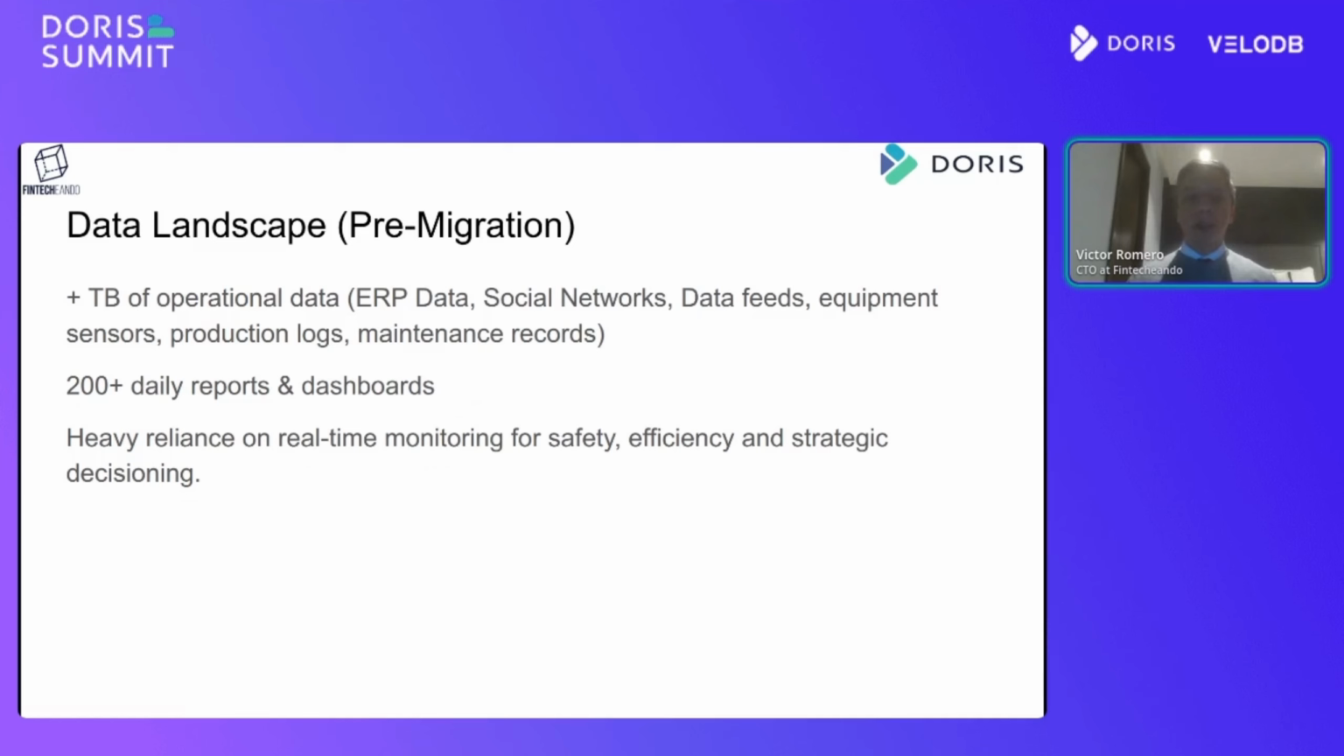Also, they have more than 200 daily reports and dashboards across all the departments. They have a heavy reliance on real-time strategic decisioning because this mining company has a cooperative model. The council requires information in order to provide transparent information and also to provide clear decisions based on data and information about any steps that they are going to take.